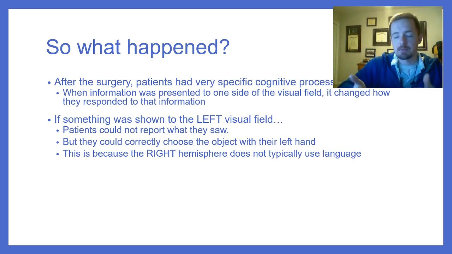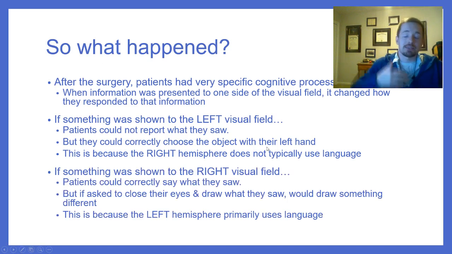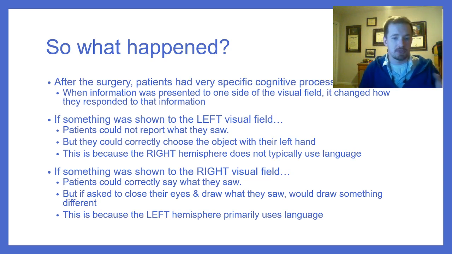That's really, really fascinating. But the opposite is also true. If somebody was shown something in the right visual field, these patients would be able to articulate, yes, this is what I saw. I saw a bumblebee or whatever. But if you got them to close their eyes and to draw using their left hand what it was that they saw, they would draw something completely different. They would not draw a bumblebee. They would draw something else. And that's because the left hemisphere handles language, the right hemisphere handles other things.